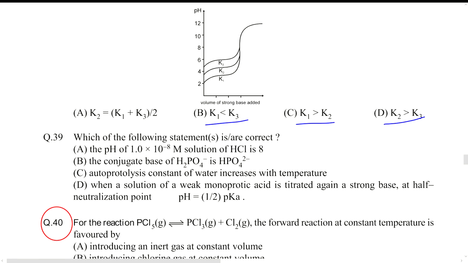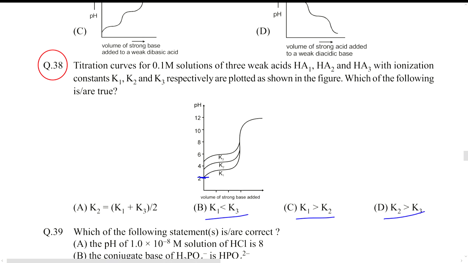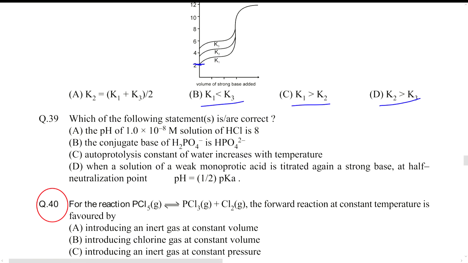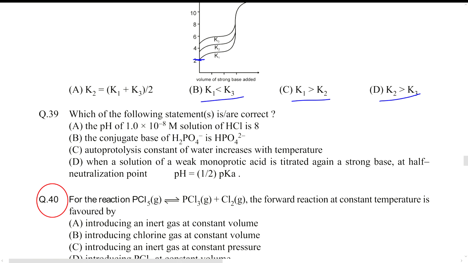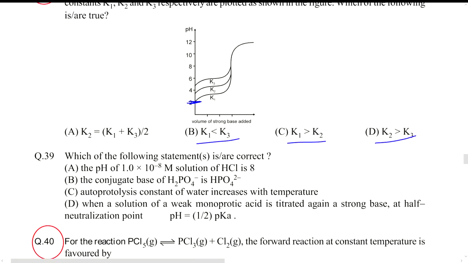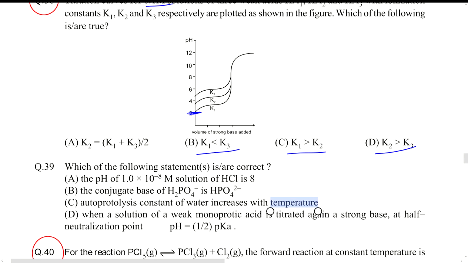We can't say that. You see the initial same concentrations. Yeah, we have same concentrations of the three acids, and they have initial values of pH as 2, 4, and 6. This is less than 4, that's less than 6. We don't know the exact value, so I don't think we can say if it's K1 plus K3 by 2 or not.